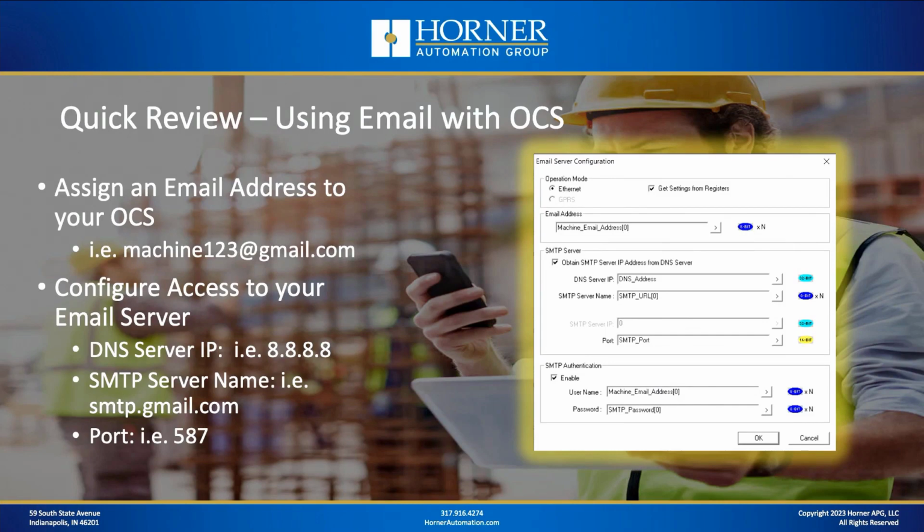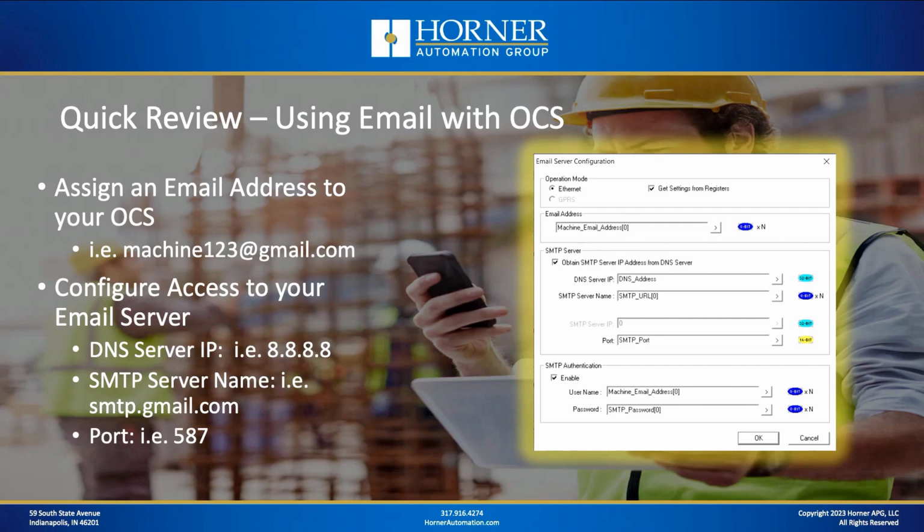The next thing we need to do is configure the email address for the machine. That might be something like machine123@gmail.com, whatever email address you come up with. And again, it does not have to be Gmail, but that's our example because that's the most common. Next, you're going to configure how to access the email server. Again, typically Gmail. So you're going to configure details such as the SMTP server name, smtp.gmail.com being the most common.